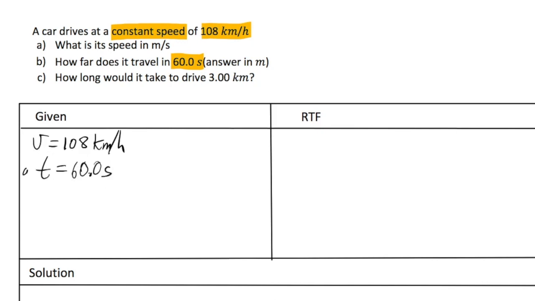One note, I also think it's best practice to put the subsection that it's from in the question. So part A, because this number, 60 seconds, may not apply to any other part of the question. And a prime example is this: how long would it take to drive 3 kilometers?